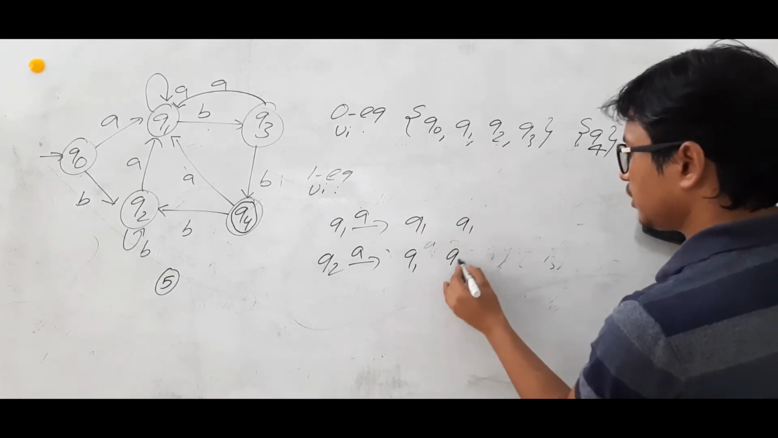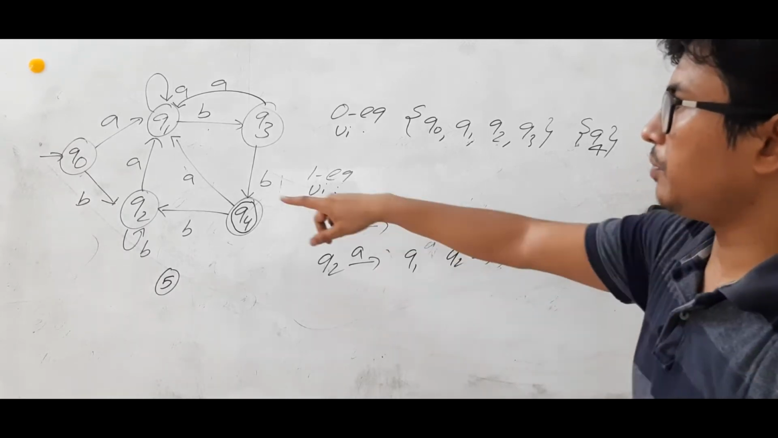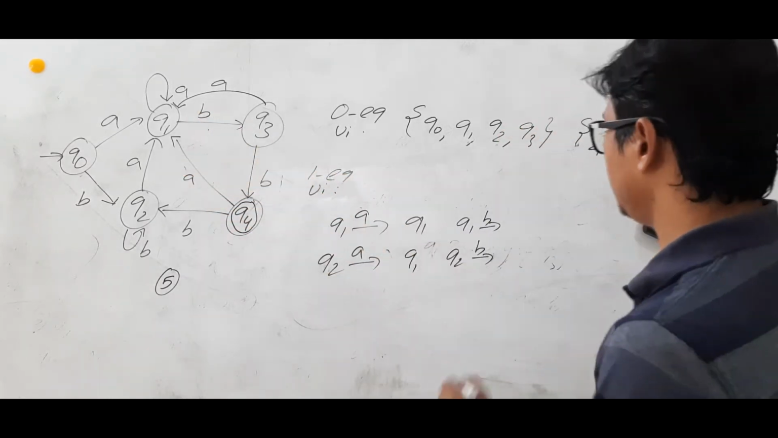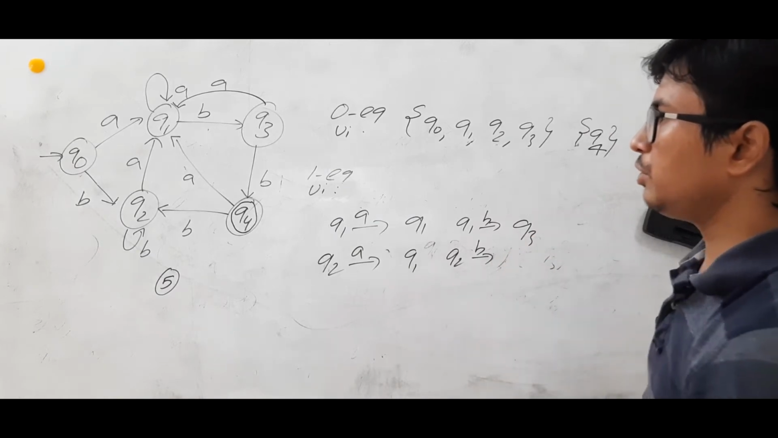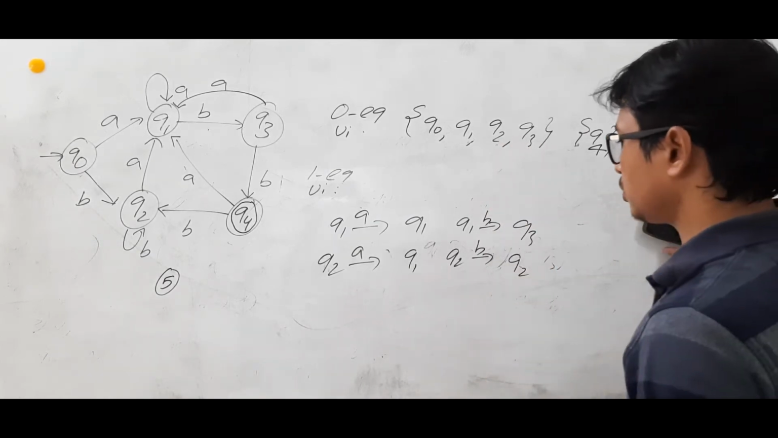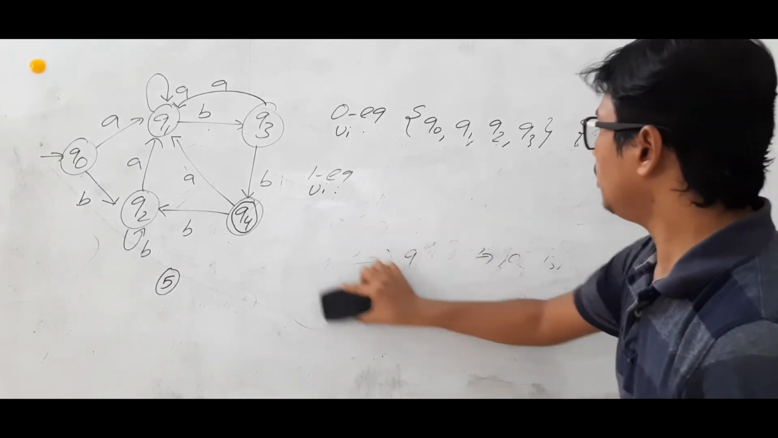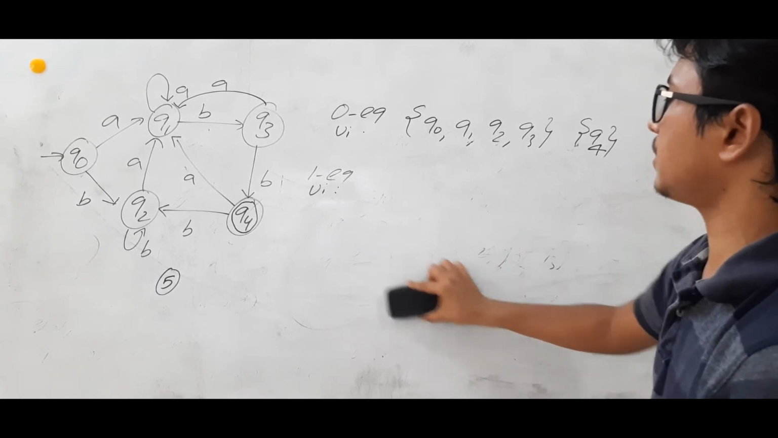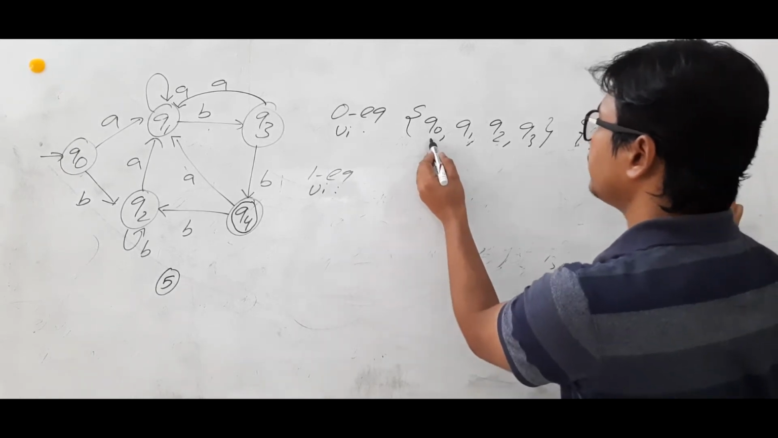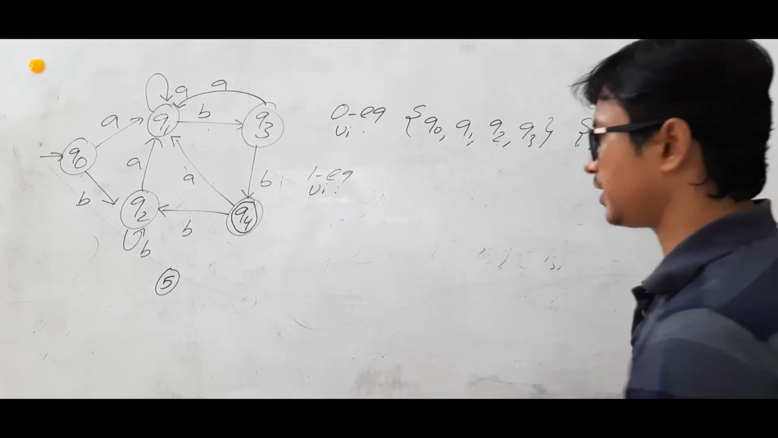Now for Q1 and Q2, according to B we will see. According to the alphabet B, Q1 on B is going to Q3, Q2 on B is going to Q2. Now these two belong to a single set. So Q1, Q2 also we cannot separate. Now we will see whether Q2 and Q3 can be separated or not. Right now we have identified Q0, Q1, Q2 are friends. Now we will see whether Q3 can be separated.